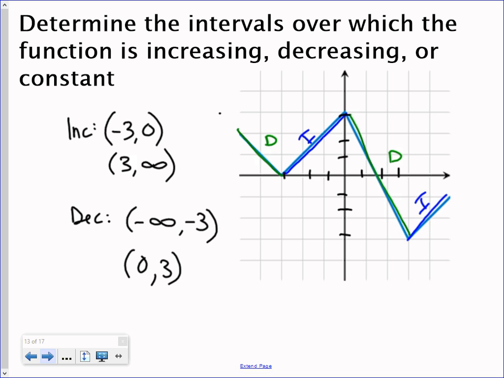So that gets into the very last piece. How would you describe those points that we didn't include anywhere? What words might you use to describe these points? Turning points? Yeah, there, like a vertex, especially here.